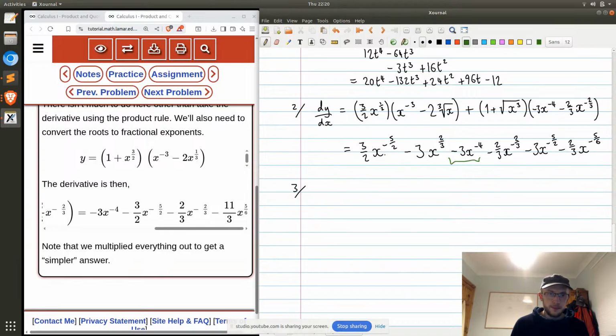And this 3 over 2 and this minus 3, well, they would combine together to give minus 3 over 2. So I see that that's correct. If I were to write them out and actually combine them together, then that's correct there.